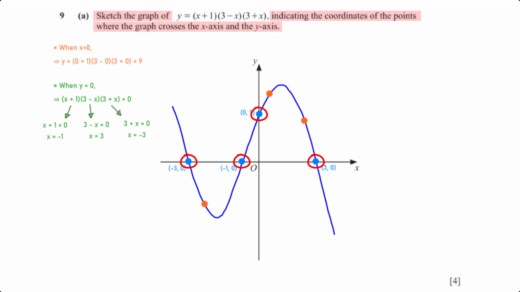After plotting these points, we need to pick some random x values and plug in these values into the equation of the graph to get their corresponding y values. Then we plot these points as well to help us sketch the shape of the graph.